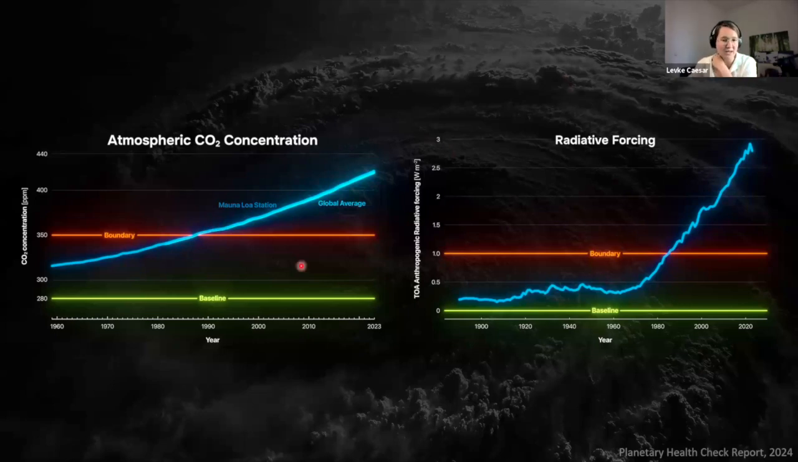On the right-hand side, we have the second control variable, radiative forcing at the top of the atmosphere, which is included to account for changes in the climate system that are not necessarily linked to CO2 concentrations, for example, changes in albedo. This is measured in watts per square meter, and the boundary is 1 watt per square meter above the pre-industrial level, which is assumed to be close to 0. And again, we are now way over the boundary, with values of about 2.6 watts per square meter.